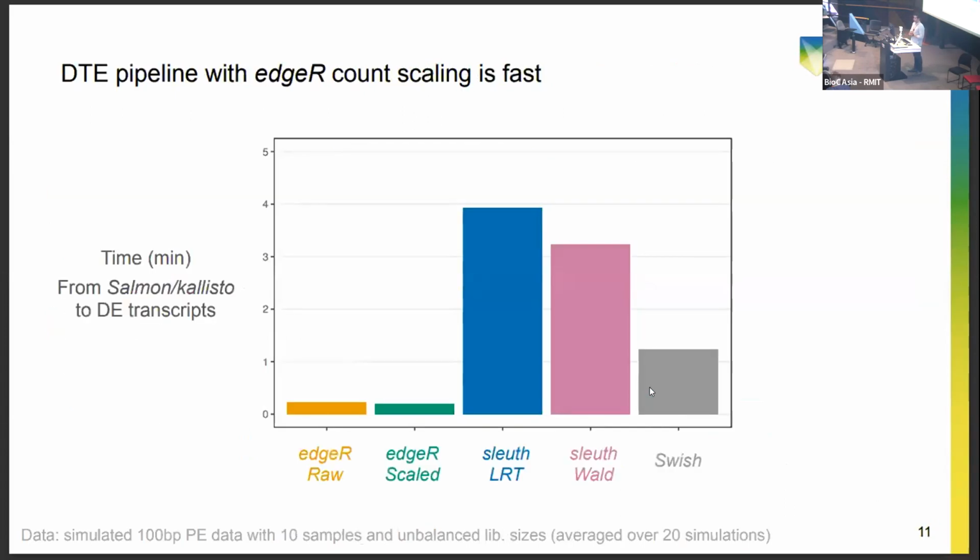If you want to run your differential transcript expression analysis with edgeR, you can do that in less than 30 seconds. That's pretty efficient. So starting from Salmon counts, you can get your final list of DE transcripts in about 15 seconds or so. Whereas if you use other methods, you need to wait a little longer.